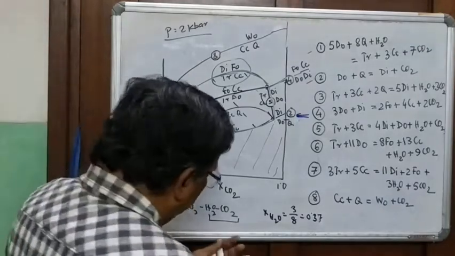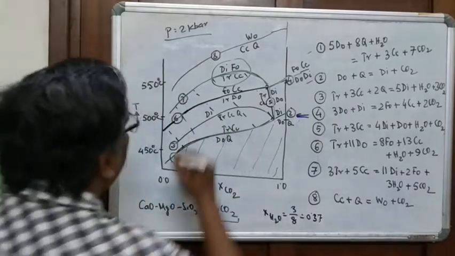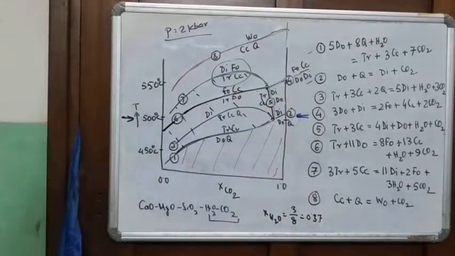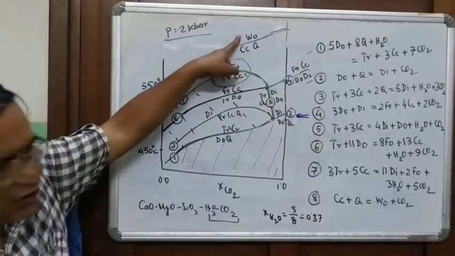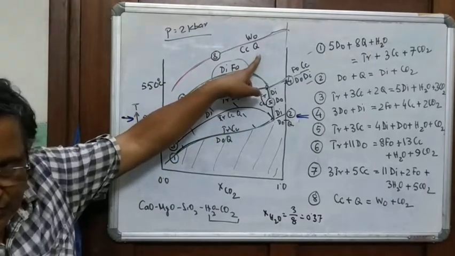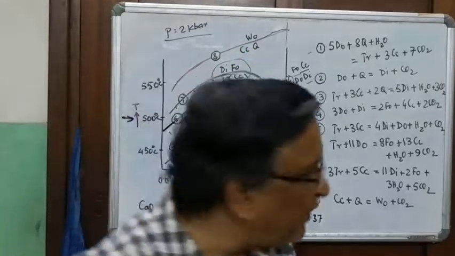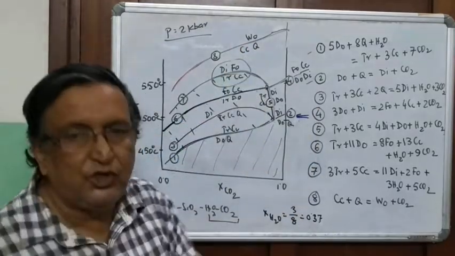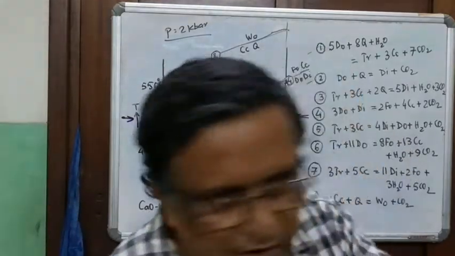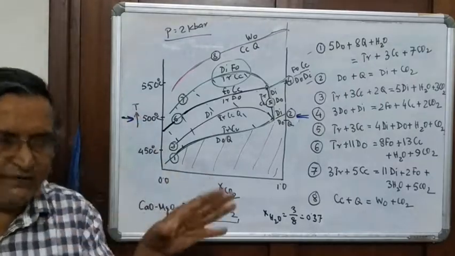This reaction here, before we go, this is where wollastonite comes in. Wollastonite comes in from a reaction between calcite and quartz. But if, for example, at low temperature there is no quartz, calcite will persist. Wollastonite will not form. Those particular complications we will do in the next few classes.